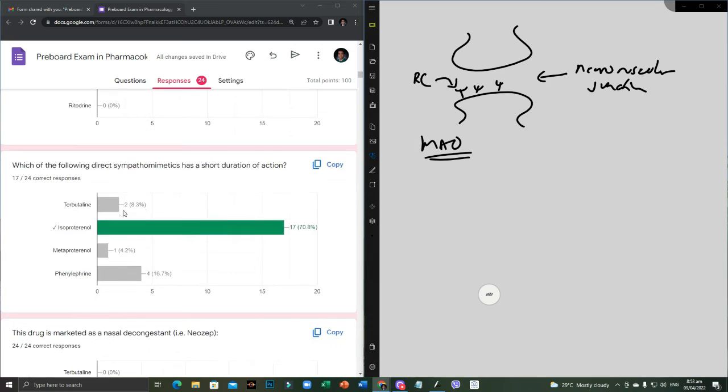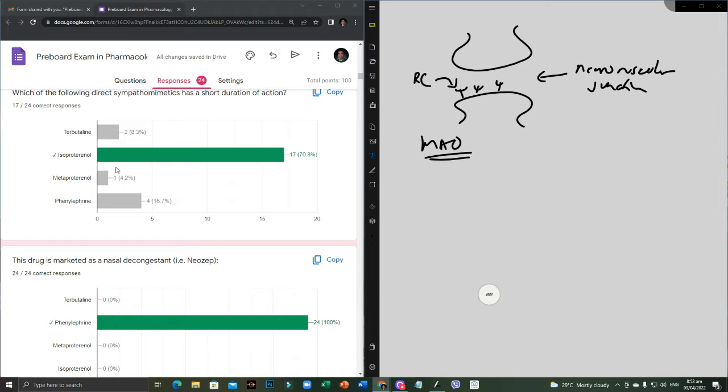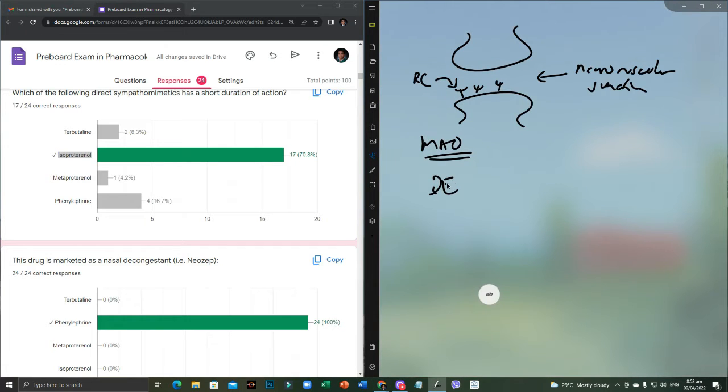Next question. Which of the following direct sympathomimetics has a short duration of action? So, correct, class, the correct answer here would be isoproterenol. If you remember, class, our direct sympathomimetic short-acting drugs, di ba, we have the mnemonic DENDI: dopamine, epinephrine, norepinephrine, isoproterenol, and then dobutamine. Then the rest, class, terbutaline, metaproterenol, and phenylephrine, these are drugs that are long-acting. That's why they can be given in their solid dosage form.